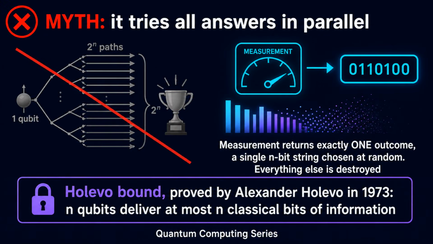Here is the most important correction in this chapter. The popular story says that a classical bit is 0 or 1. A qubit can be both at once, so n qubits explore all 2 to the n possibilities simultaneously, and the answer pops out. This picture is wrong, and believing it makes every real algorithm look mysterious. The machine can indeed occupy a state involving all those configurations, but you cannot read that state out. Measurement returns exactly one outcome, a single bit string chosen at random, and everything else is destroyed. The Halivo bound, proved in 1973, says n qubits deliver at most n classical bits.